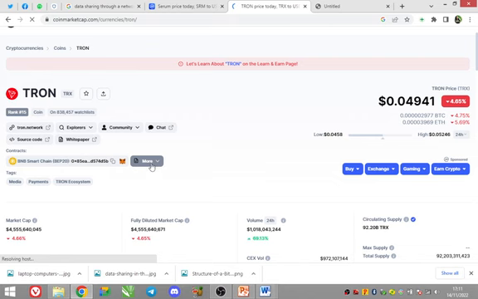Now, how can we track the on-chain metrics of this token? We actually have different kinds of Explorer. If you can see here, we have what is called Explorer. Now, let me talk more on Explorer.